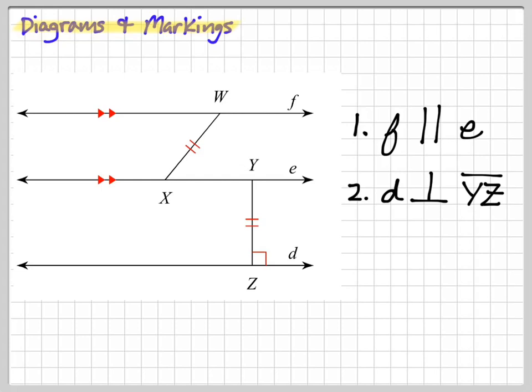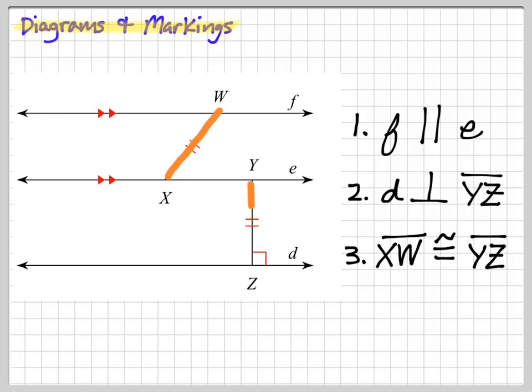And then the last thing, I've got these 2 tick marks here, which mean those 2 segments are the same length. I'm going to say segment XW is congruent with segment YZ. Here's segment XW. Or again, I could reverse the order and say WX, same thing, is congruent with segment YZ.